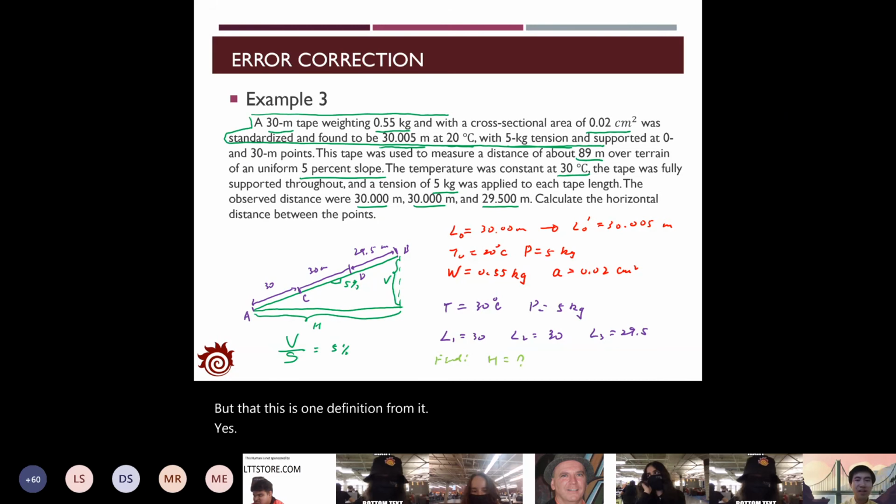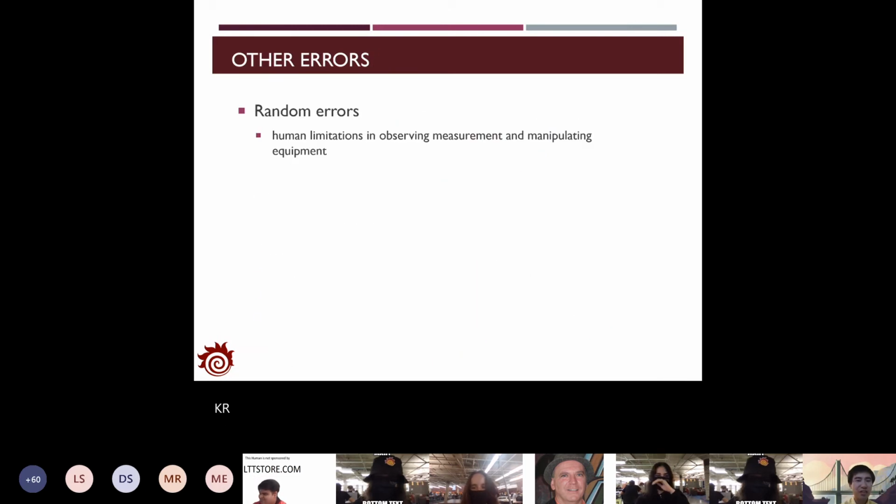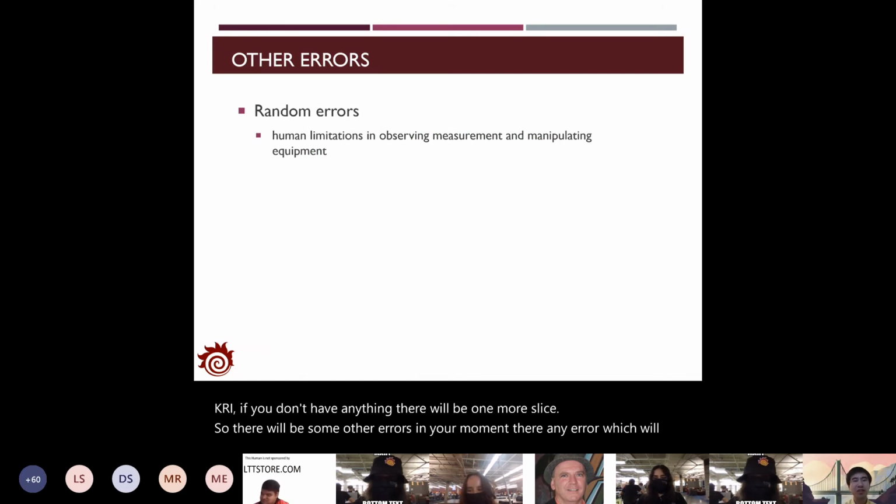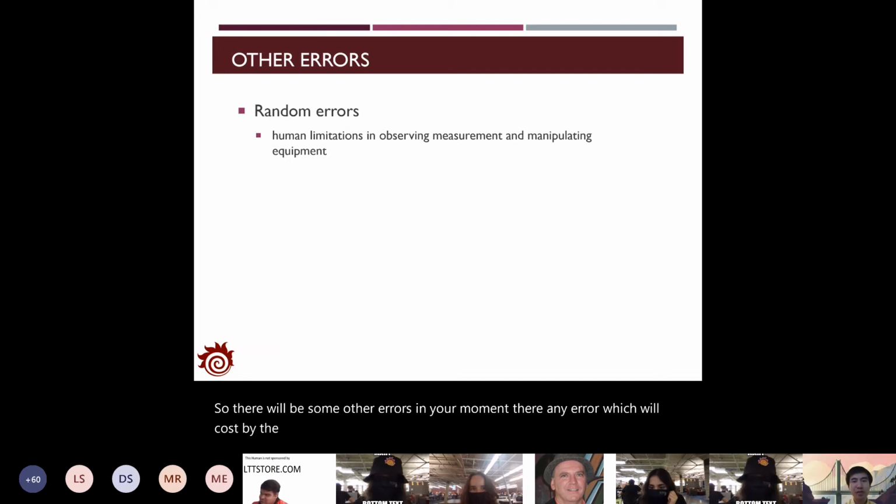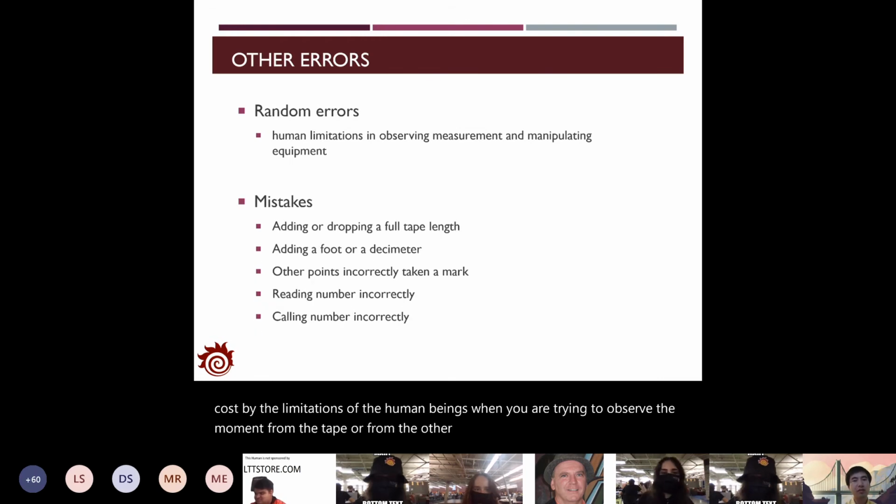Okay. If you don't have it, there will be one more slide. So there will be some other errors in your measurement, the random error, which were caused by the limitations of the human beings when you are trying to observe the measurement from the tape or from the other instrument. And also there will be some mistakes.